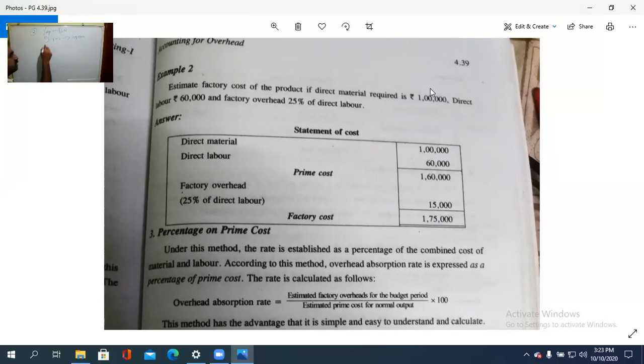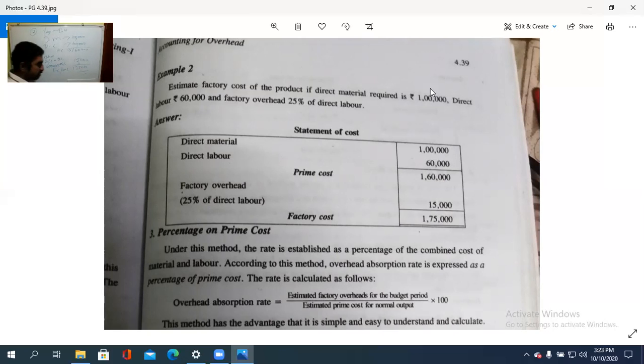Direct labor 60,000. So 1,60,000 is the prime cost. What is the factory overhead? It is 25% of direct labor. How much? 60,000 into 25%. So it is how much? 15,000. So 1,75,000 is the prime factory cost or work cost.